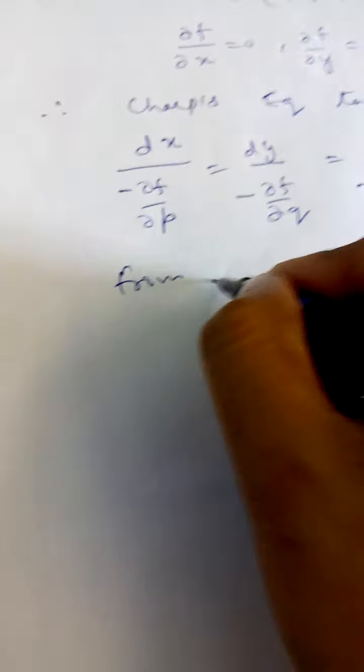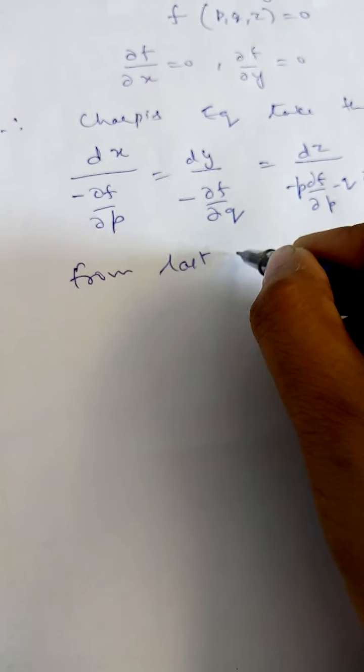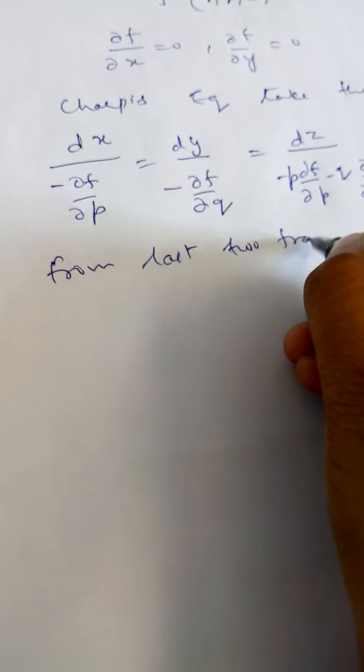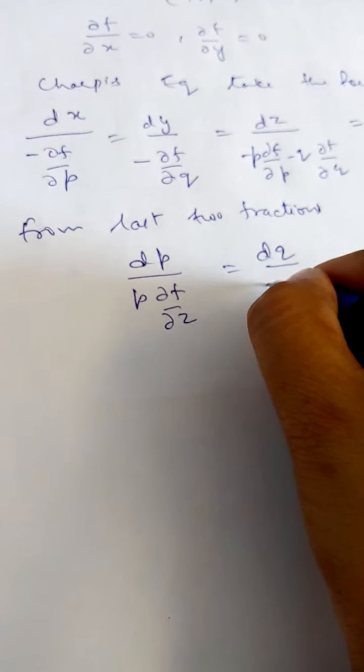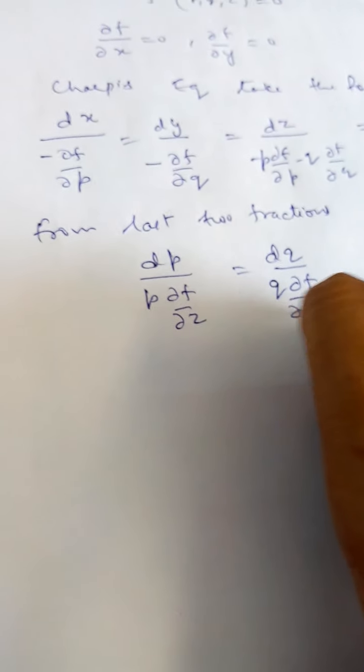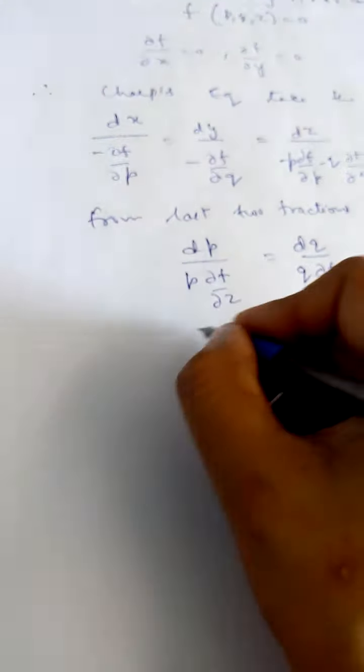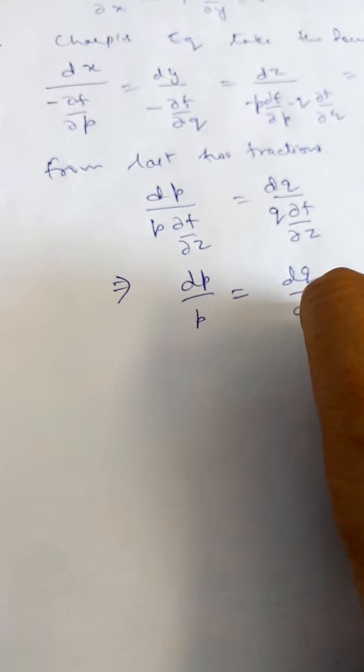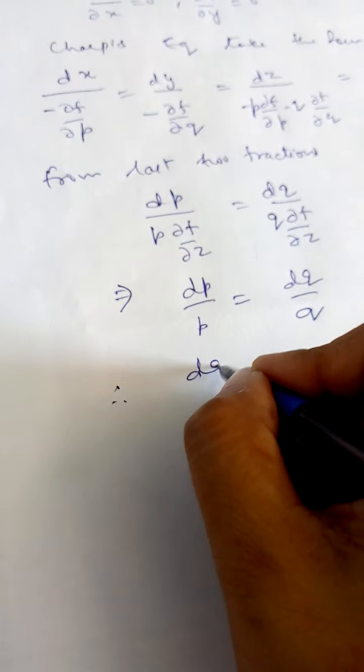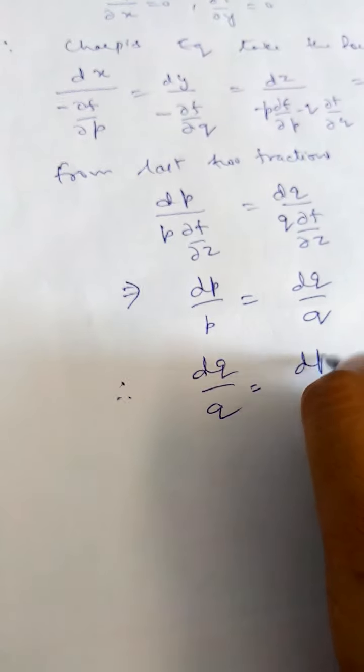By taking the last two fractions, we have dp upon p curly f by curly z is equal to dq upon q curly f by curly z, which implies dp by p is equal to dq by q, or you can say dq by q is equal to dp by p.